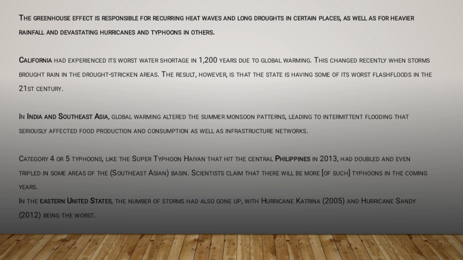Category 4 and 5 typhoons, like the Super Typhoon Haiyan that hit the central Philippines in 2013, have doubled and even tripled in some areas of the Southeast Asian basin. Scientists claim that there will be more typhoons in the coming years. In the eastern United States, the number of storms has also gone up, with Hurricane Katrina in 2005 and Hurricane Sandy in 2012 being the worst.